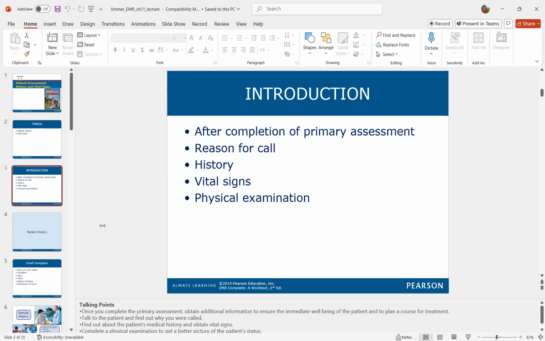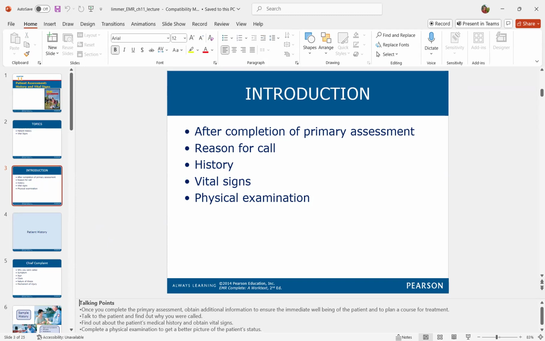We would then want to complete some additional information to make sure we know what's going on with our patient and have a treatment plan for them. So that means talking to the patient and finding out why we were called, which is going to end up being their chief complaint. Finding out about the patient's medical history, getting vital signs like their blood pressure, pulse, respiratory rate, and O2 sat, simple things like that. And then completing an examination to get a better picture of what's going on with our patient. So we'll talk a little bit about that.